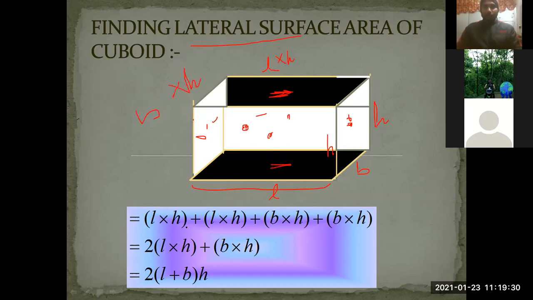That means the lateral surface area is 2 times (L into H plus B into H). Here the bracket is missing. Now we will simplify it, so we get 2 times (length plus breadth) into height. Are we clear?